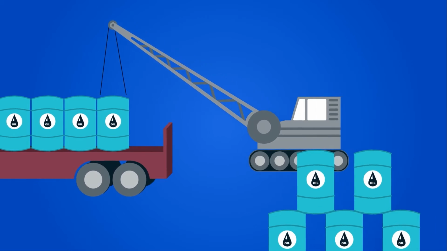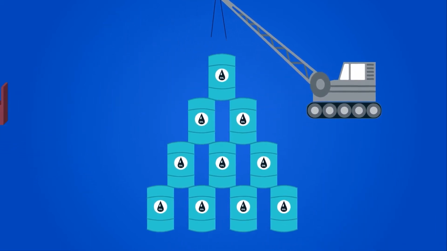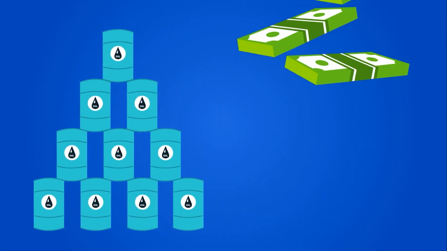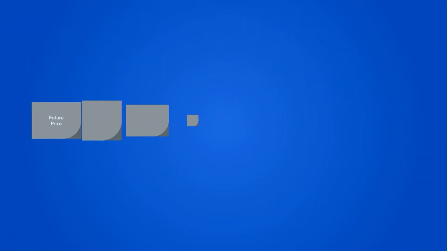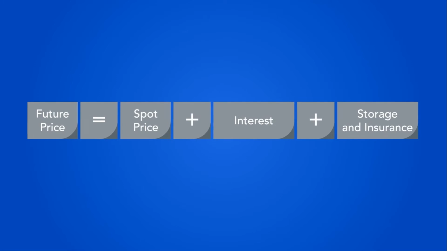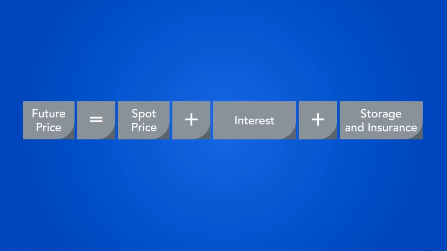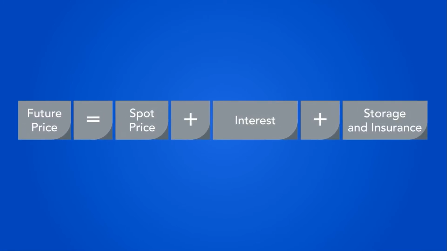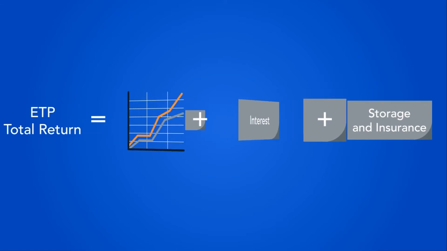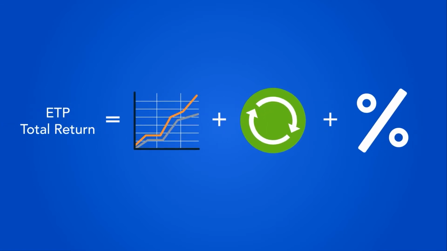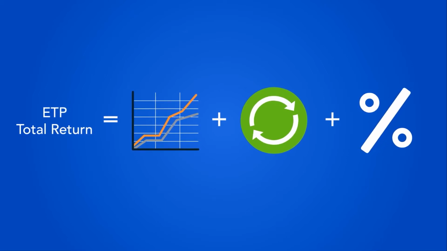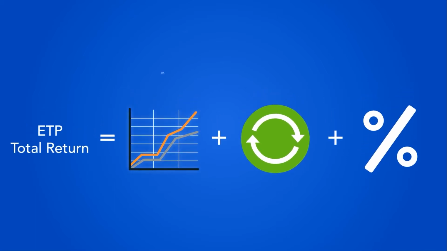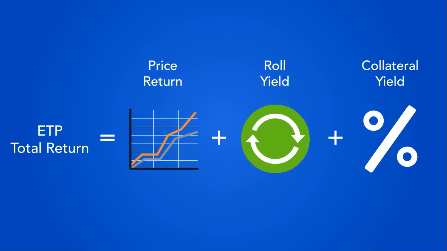At expiry, the contract can be settled physically by delivery of the underlying oil barrels, or financially, based on the value of the contract at expiry. For any given maturity, futures prices are a function of the spot price, prevailing interest rates, and oil storage costs. An ETP's price reflects what's known as a total return exposure to the underlying oil futures investment after fees and costs are deducted. This total return has 3 components.